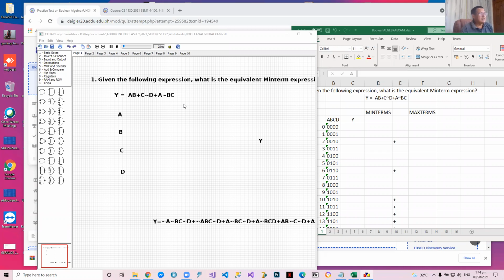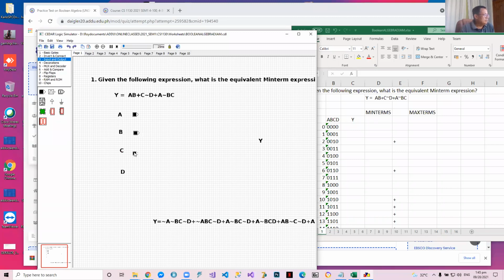Okay, so anyway, this is the same expression. I've used a decoration for this. I've shown this to you last meeting, right? So these are just text decorations and I have the labels A, B, C, and D. To construct the circuit, I'm going to use a switch for each of the inputs and a green LED for the output. So this will be the input A, B, C, and D. And then we will have the output Y here. Okay, do you follow?